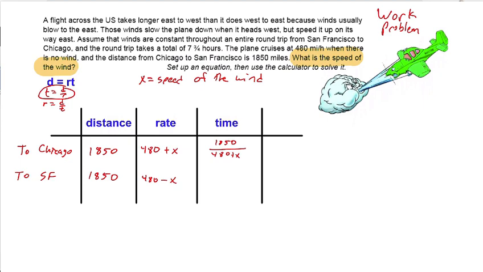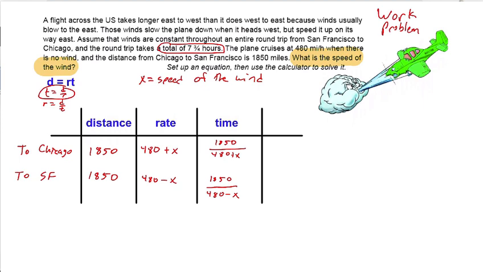And the flight on the way back to San Francisco must be the 1,850 miles that it's flying divided by the speed at which it's flying on the way back, 480 minus x. So even though I don't know either of those times independently, I do know that the total is 7 3/4 hours.